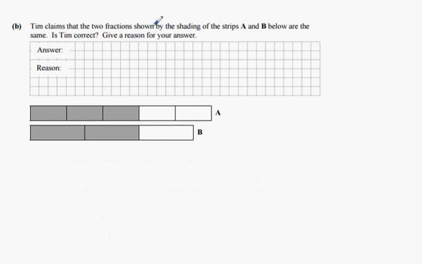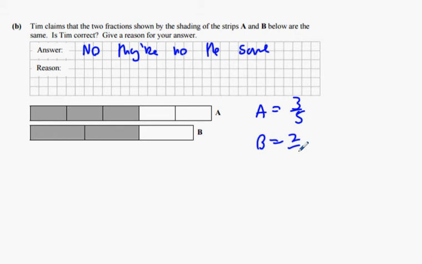Tim claims that the two fractions shown by the shading of the strips A and B below are the same. Is Tim correct? Give a reason for your answer. Well, answer for A, the answer is no, they're not the same. Reason being, this A is 3 out of 5. B is 2 out of 3.